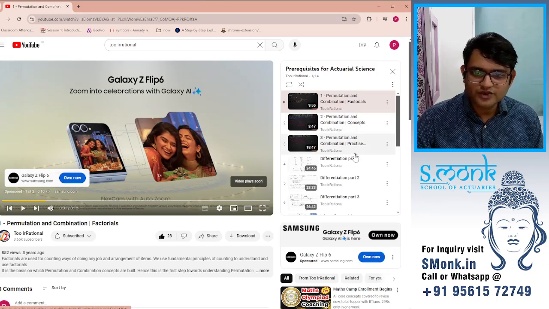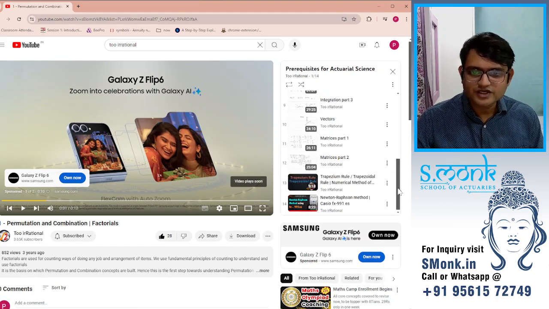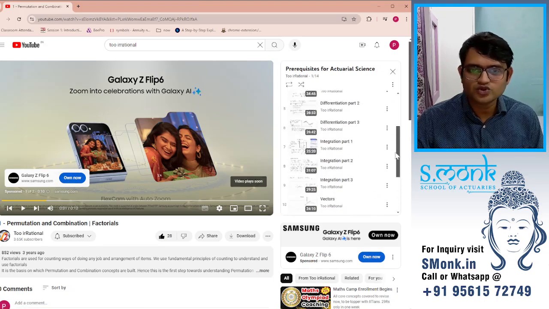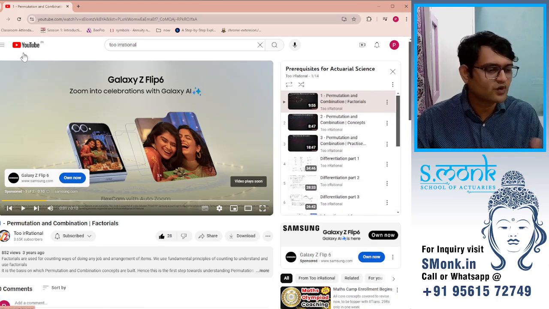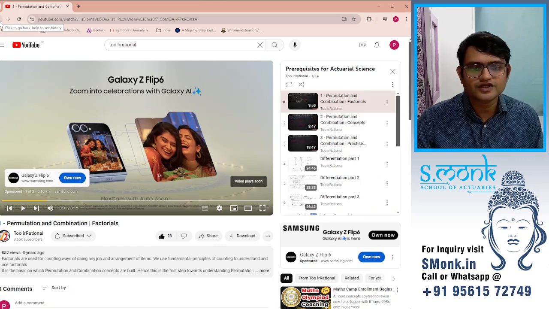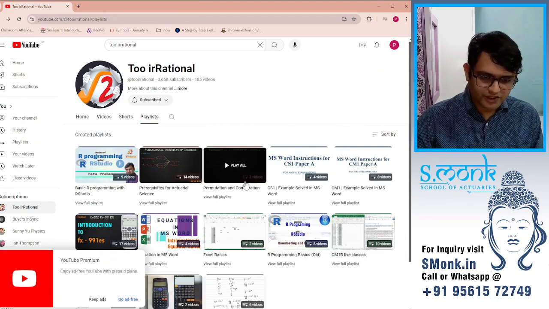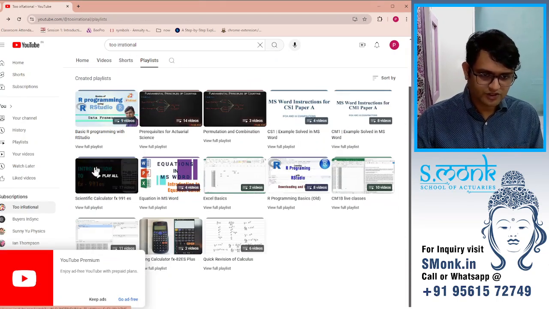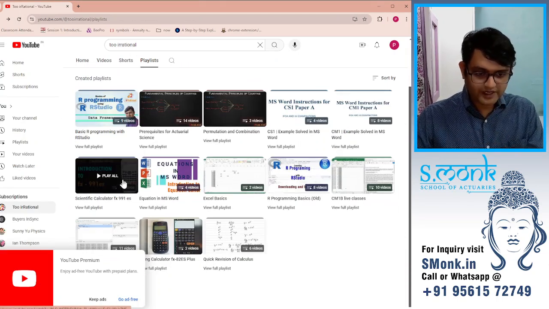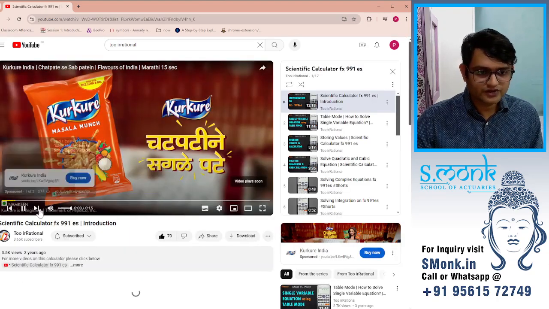You have permutation combinations, then you have differentiation, integration, vectors, matrices, trapezium rule, Newton-Raphson method. These are some basics that we require throughout our course. You may have studied them, you can refresh them. Then if you just want to go through permutation combination, then that is it, no problem. I have made calculator videos.